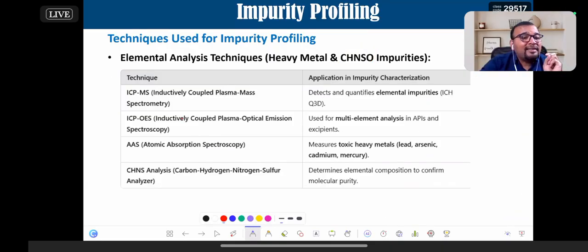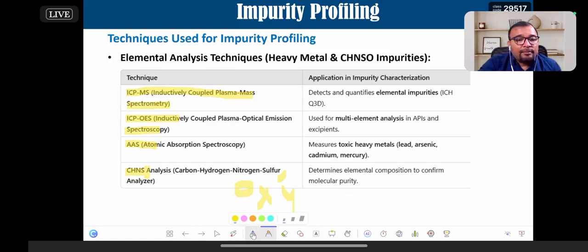So yes, ICP-MS is well known and widely used now in terms of identifying and quantifying the different amounts of elemental impurities. ICP-OES is also used for analysis of different elemental impurities. You can even use atomic absorption spectroscopy and CHNSO analysis for understanding the content of carbon, hydrogen, nitrogen, sulfur, and also oxygen. Oxygen is missing, so this is a typo error from my side.